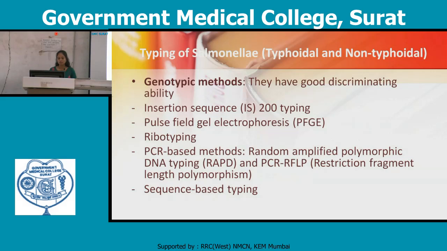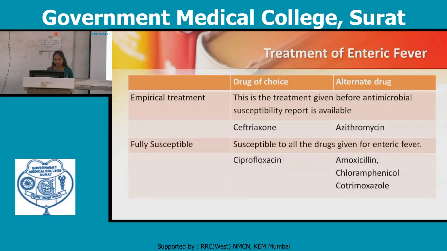Treatment of enteric fever. In empirical treatment, this is the treatment given before the antimicrobial susceptibility report is available. If fully susceptible to all drugs, the drug of choice is ciprofloxacin; alternatives are amoxicillin, chloramphenicol and cotrimoxazole.